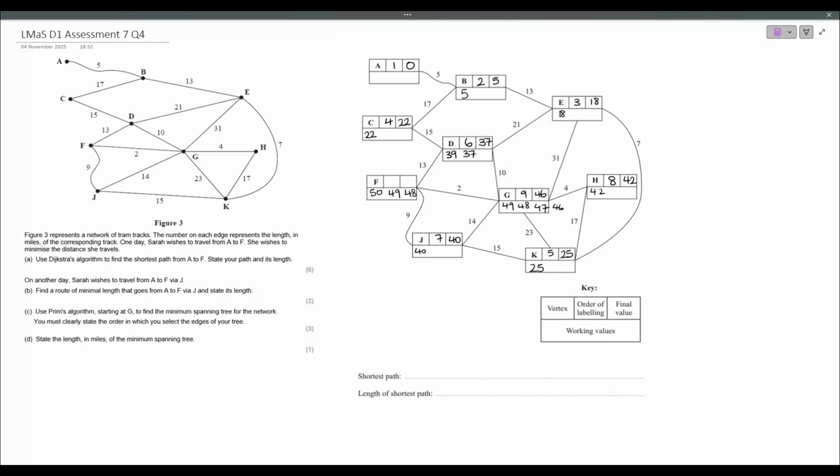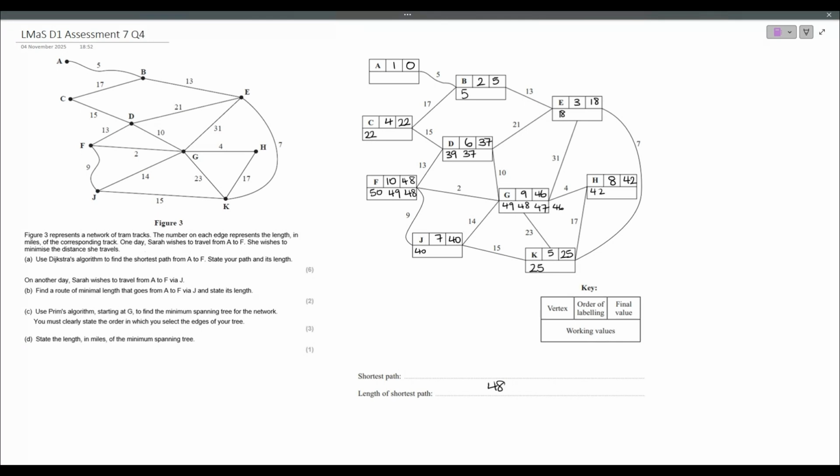Last but not least, I'm going to visit the vertex with the next smallest working value. There's only one vertex left, that's F. I'm labelling it 10th with final value 48. So what is the length of the shortest path from A to F? Well, that's 48. I can look at the final value for F.